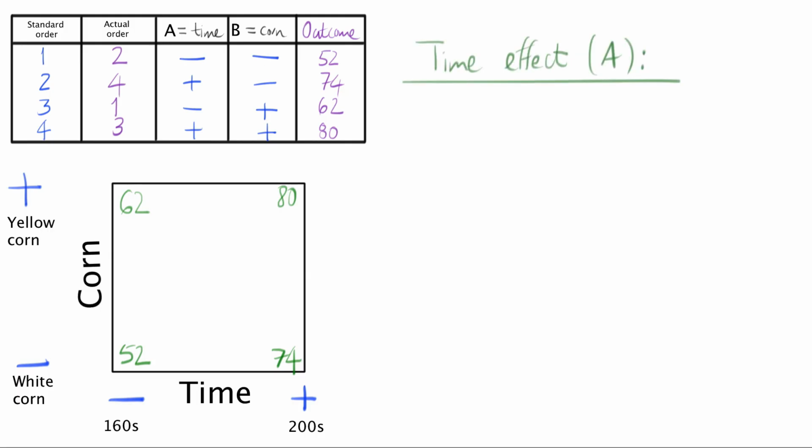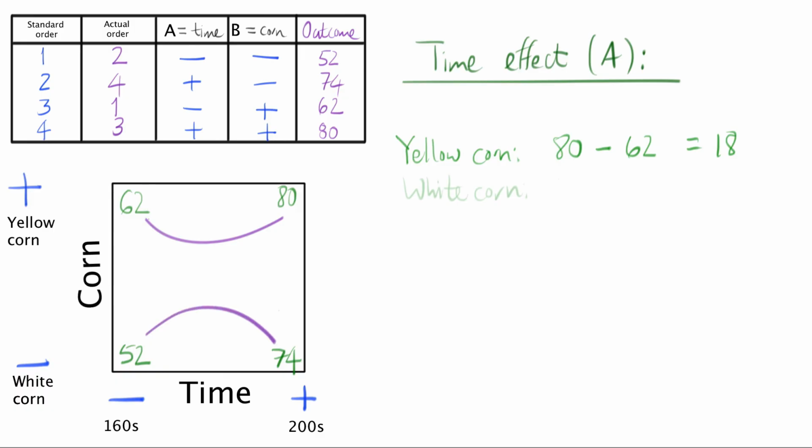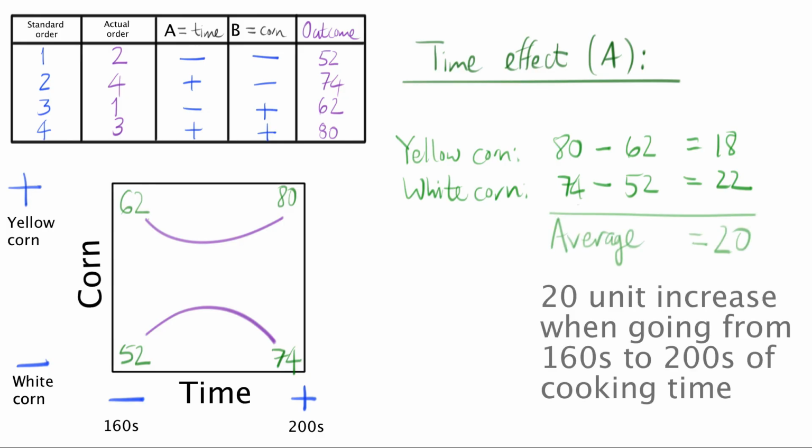As cooking time increases, and when using yellow corn, we go from 62 to 80 popped corns. That's an increase of 18 units. For white corn, we see that we go from 52 to 74, an increase of 22 units. So on average, we have a 20-unit increase when cooking time goes from 160 to 200 seconds.